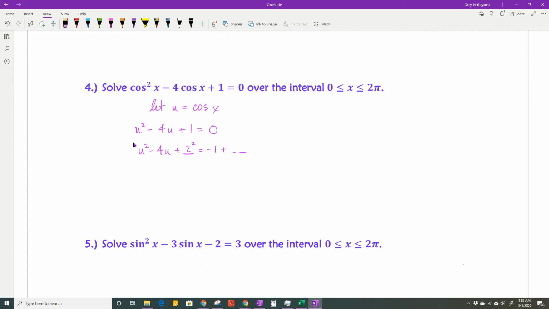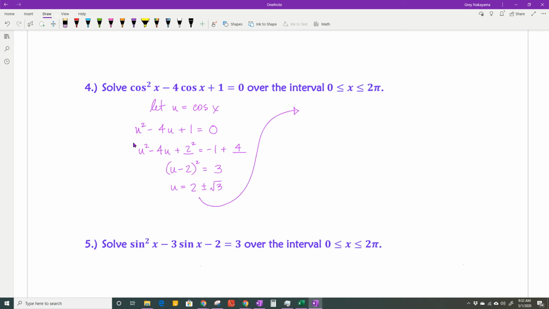And I always ignore the negative because when you square the numbers, it's always going to be positive. And then I multiply it out over here and I get 4. So my left side factors to a perfect square. My right side simplifies to 3. And when I take the square root of both sides and bring the 2 over, I get u equals 2 plus or minus the square root of 3.